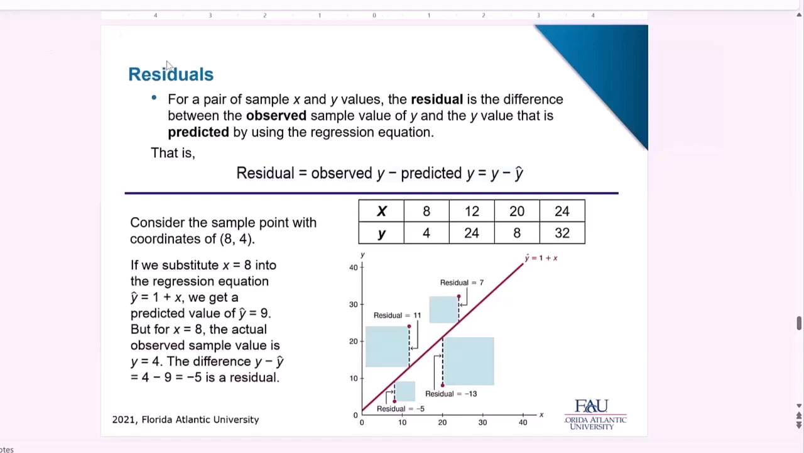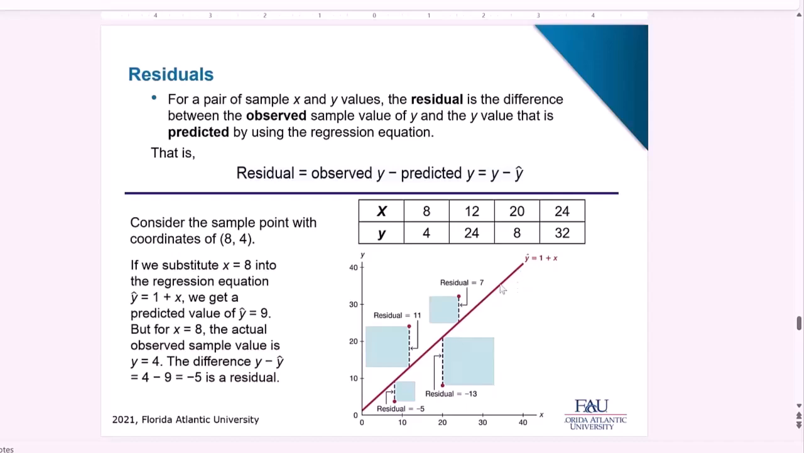Now, remember at the beginning when I was trying to explain to you about what the least squares means? Here's a better example. This is residuals. For a pair of sample X and Y values, the residual is the difference between the observed value of Y and the Y value that is predicted by using the regression equation. These are the values that we've observed. We get our regression line.